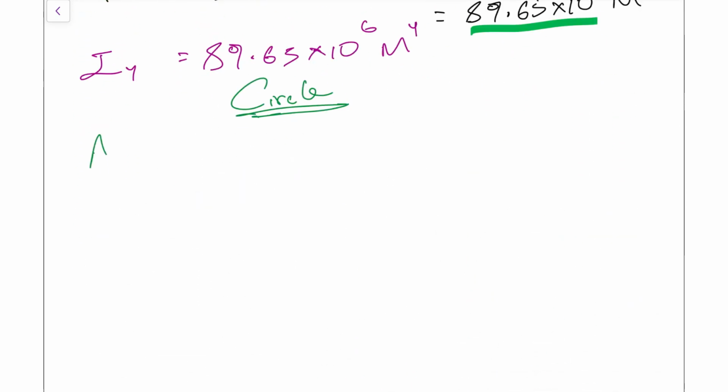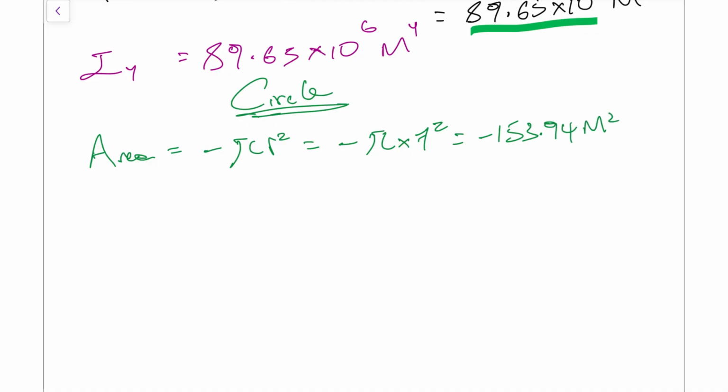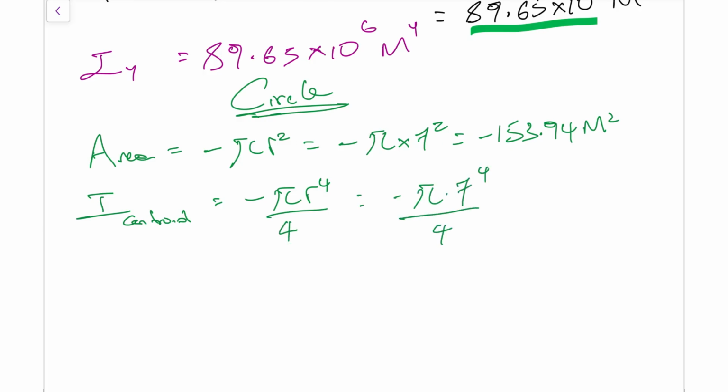So for the area, we know it's going to be a subtraction, so minus pi r squared, which is going to give us minus pi times 7 squared, and that equals negative 153.94 meters squared. Then for the I value now, centroid bit, that's going to give us again minus pi r to the power of 4 over 4 times 7 to the power of 4. What we end up with is minus 1885.74. That's meters to the fourth.